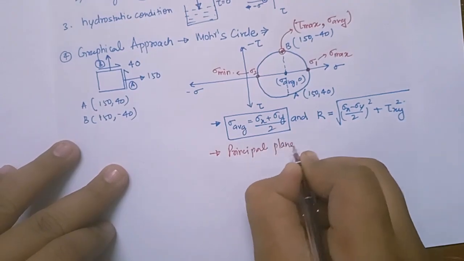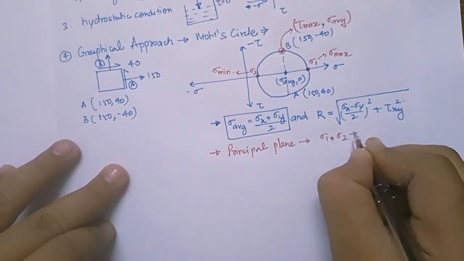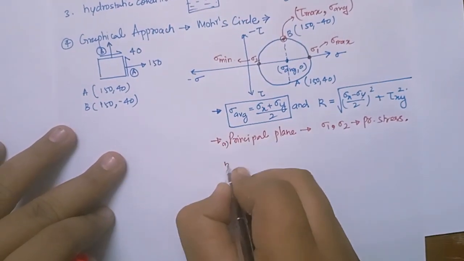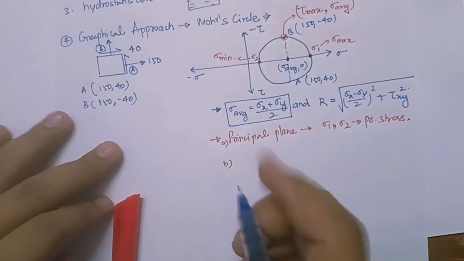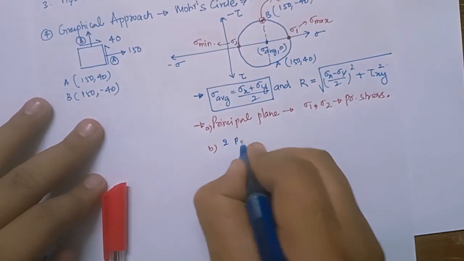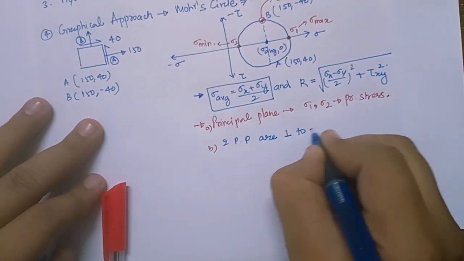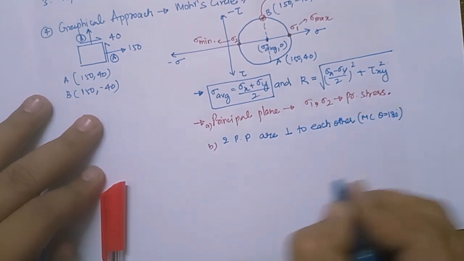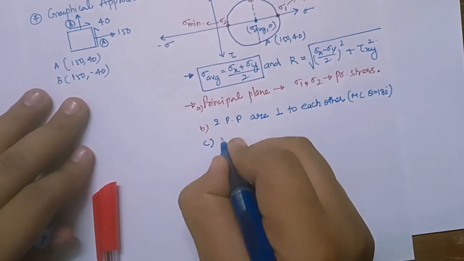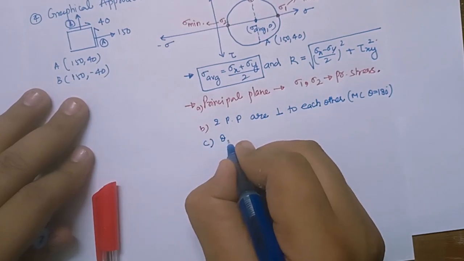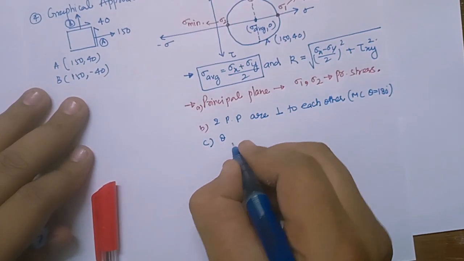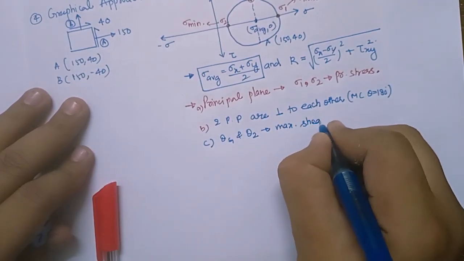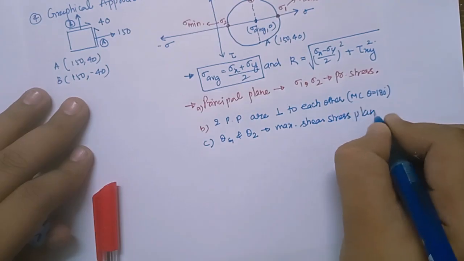Principal plane. Sigma 1, sigma 2 are called principal stresses, right? This is point A, B. The two principal planes are perpendicular to each other, but in the Mohr circle the theta is 180 degrees. Clear? And C, the planes of shear S1 and S2 are the maximum shear stress planes, right?